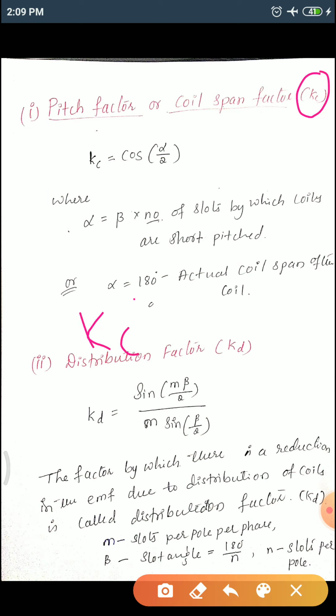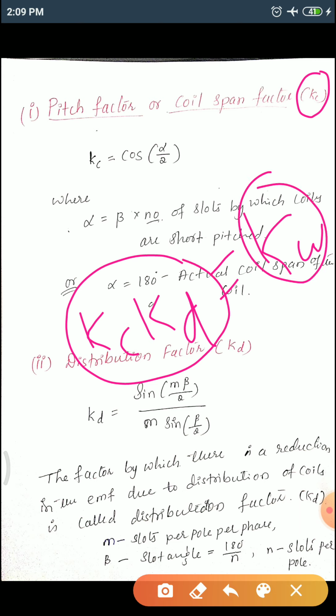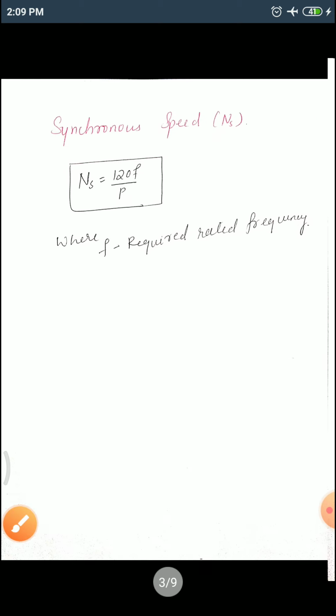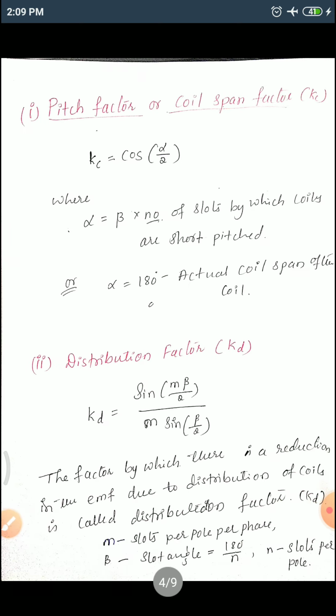Remember, the multiplication of Kc into Kd gives us Kw, which is called the winding factor. If they have not specified the winding factor in numericals, you can assume it as 1. If they have specified it, it is well and good. Most of the times Kc will be equal to 1 if they mention full pitch, and for a concentrated winding Kd will be 1, therefore Kw can be taken as 1. If they have specified the values you can use them, if not you have to assume 1.